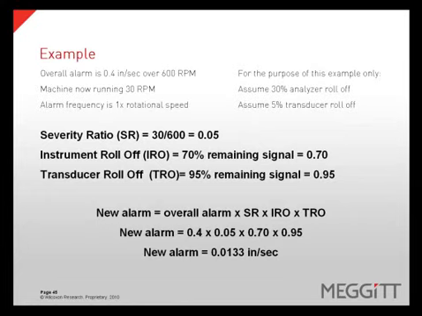So our new alarm level is calculated by taking 0.4, our previous alarm, multiplying it by 0.05, our severity ratio, and then by 0.7, our instrument roll-off, and then finally by 0.95, our transducer roll-off. This gives us a new alarm setting of 0.0133 inches per second.